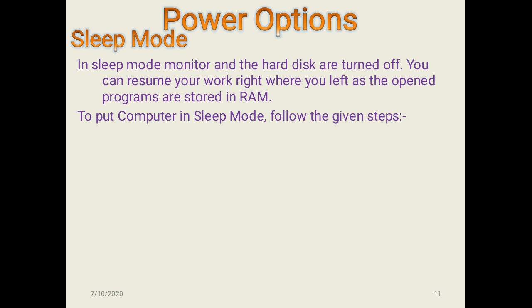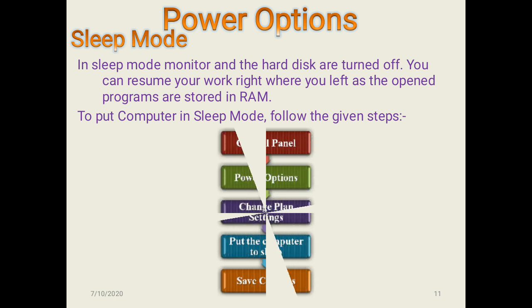To put our computer in sleep mode, we have to follow the given steps. Click on the power options from the control panel. Click on change plan settings. Step 3, click on the put the computer to sleep drop down list and select the item. Step 4, click on the save changes button. The time you choose will be the trigger period, which means that after being idle for that amount of time, the PC will enter into sleep mode.